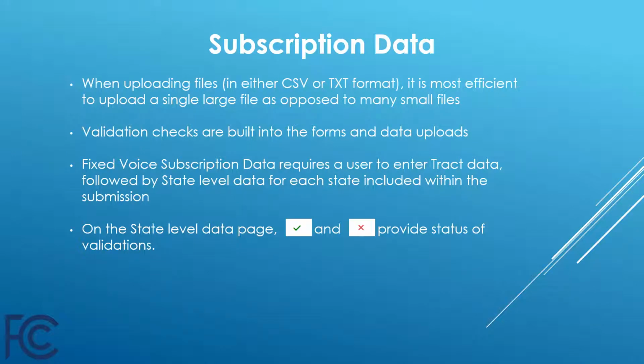A green checkmark next to a state signifies that the state level data is complete, while a red X indicates that state level data for that state is incomplete. Please note that if you complete your state level data, but then add additional tract level data at a later point, you will need to return to your state level data to update your totals.